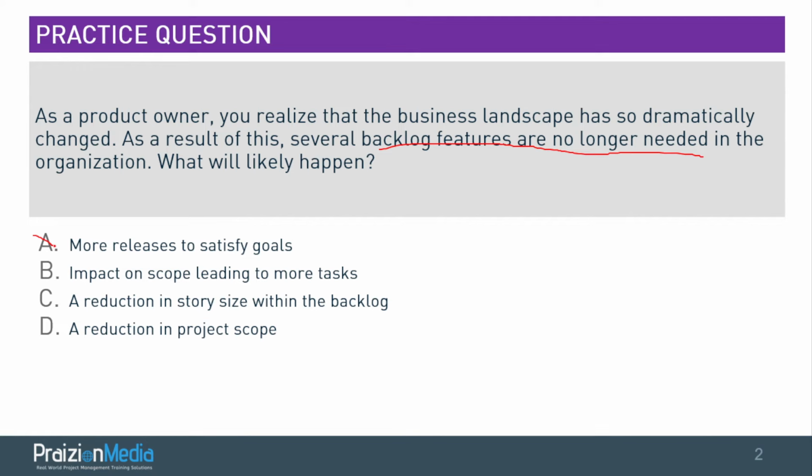B says impact on scope leading to more tasks. Again, it's likely you will have less tasks since a lot of the features aren't needed. Let's go to option C and D. C says a reduction in story size within the backlog.